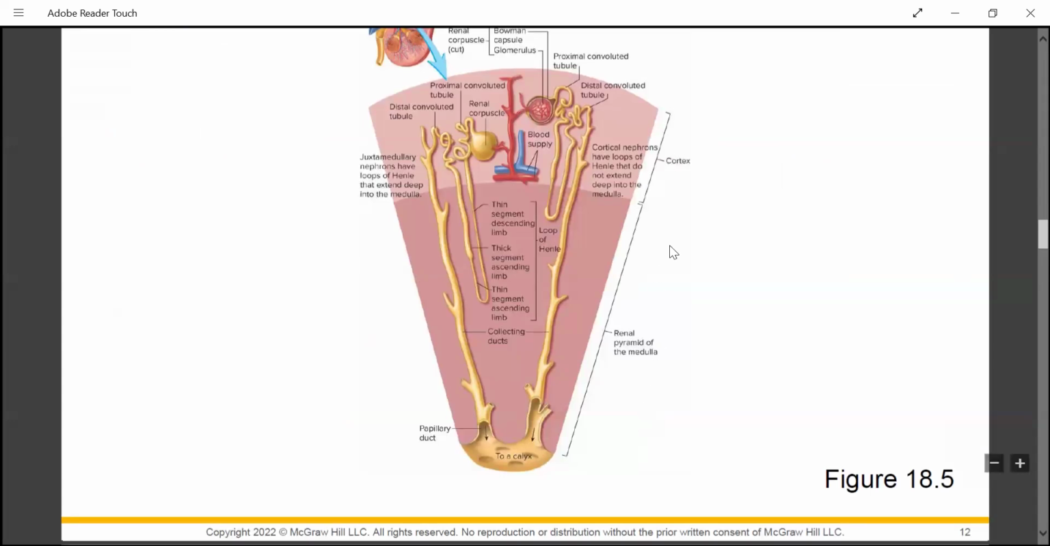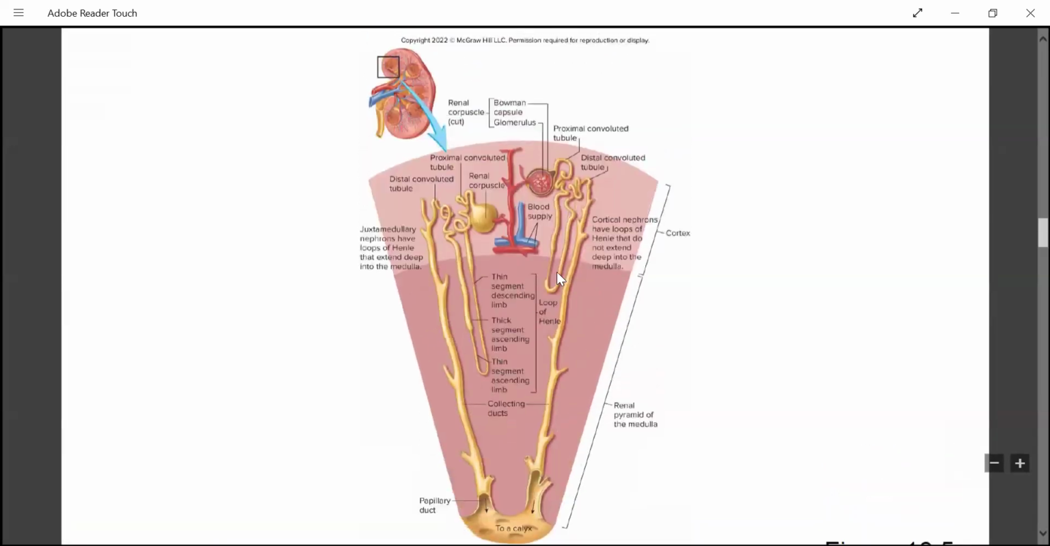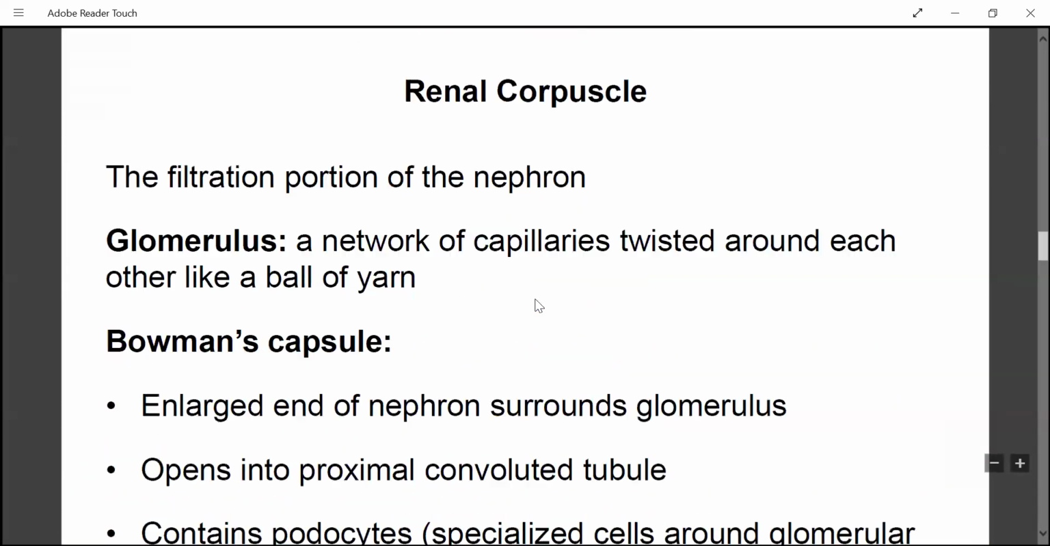So just to orient you guys here, this is the cortex, this lighter pink. So a lot of our nephron structure is out in the cortex. And then we have this loop of Henle and our distal convoluted tubule that ends and extends into our renal pyramid within the medulla. And we're going to go over how this functions. I don't want to get into it too much. It's not going to make much sense yet.